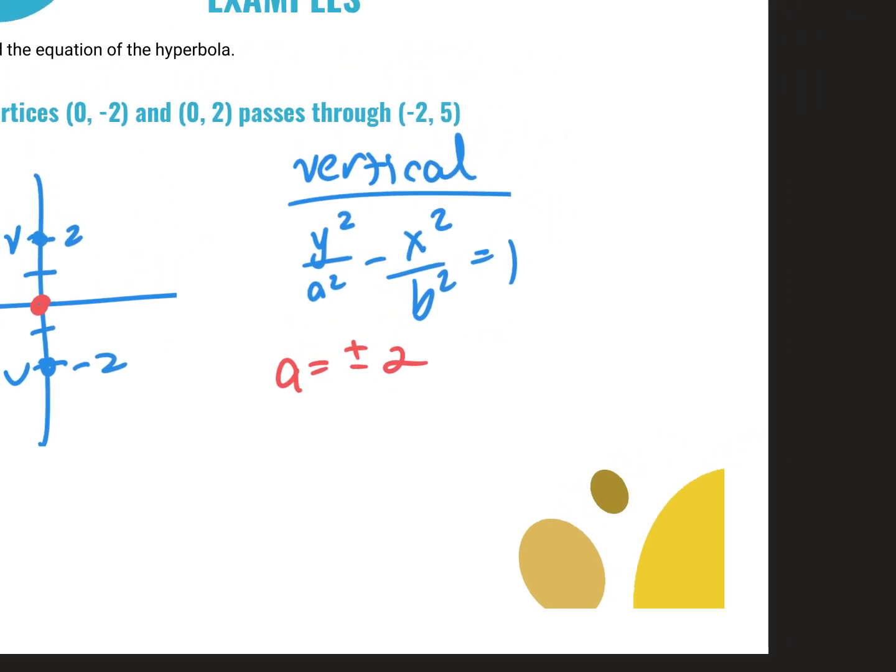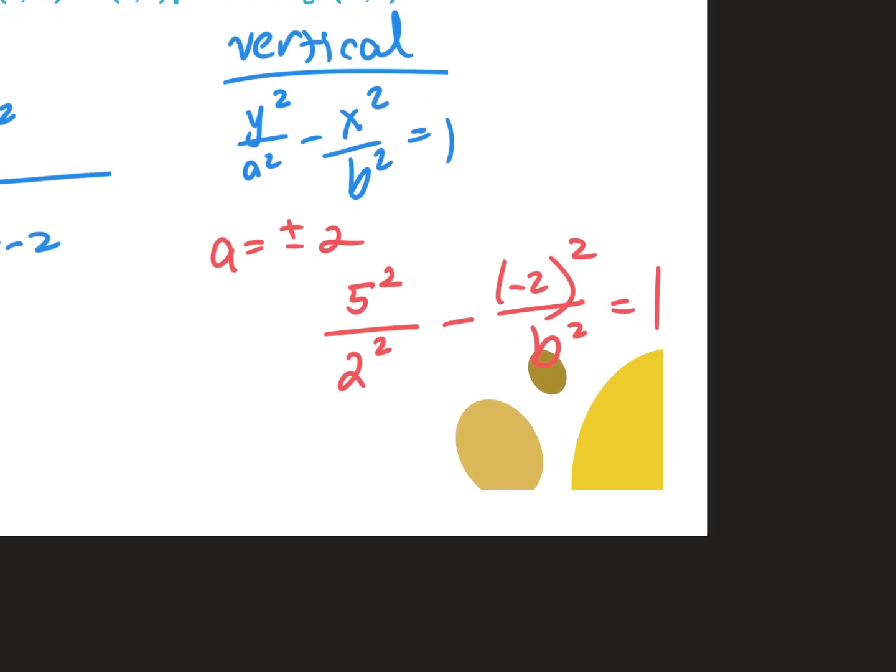I'm going to say 5 squared over, my a is 2, so 2 squared, minus negative 2 is the x value they gave me, squared, over b squared equals 1. Anytime they give you a point passing, throw it in for x and y. So when we simplify this, it's 25 over 4 minus 4 over b squared equals 1. So now what do I have to do to solve for b?